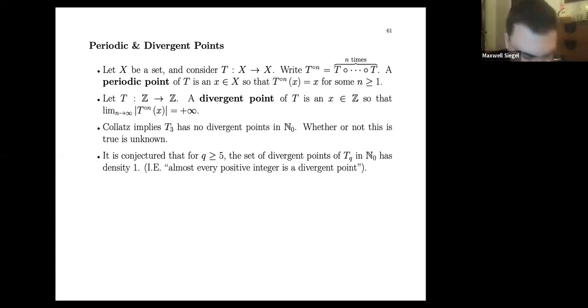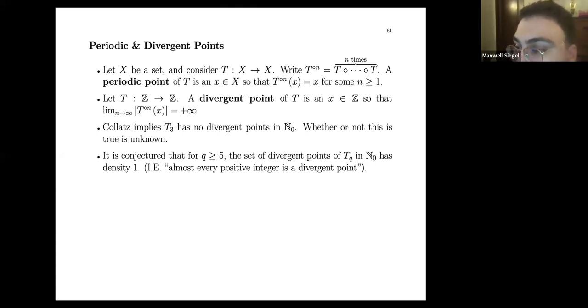Just as a refresher, recall that a periodic point of a map is a point that the map eventually iterates back to itself. For a map on the integers, a divergent point is an input whose iterations under the map are unbounded. The Collatz conjecture implies, but is not equivalent to, the statement that T3 has no divergent points in N0.